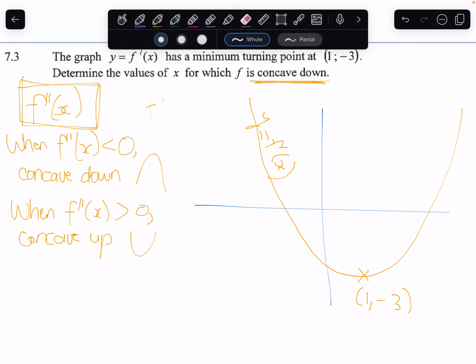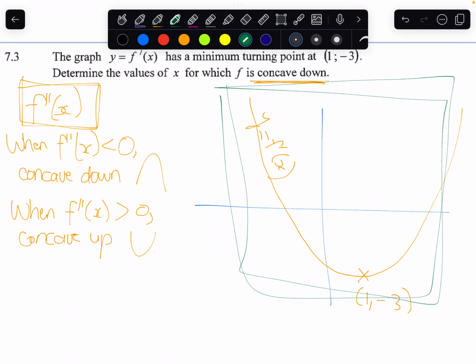And remember, first derivative of a function tells us about its gradient. So essentially what we are looking at in this graph, we are looking at the gradient. What is the behavior of the gradient? Because once we know the behavior of the gradient, then we know the behavior of f double prime, because that is the first derivative of the first derivative. I hope that makes sense.